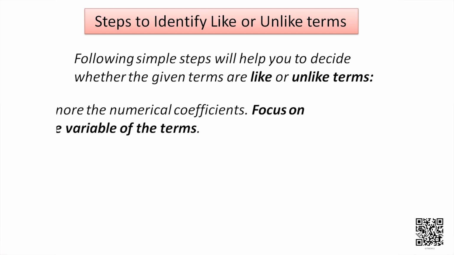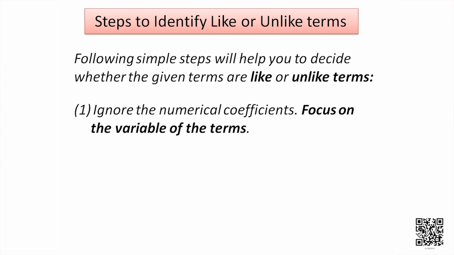Now let us see how we can identify like terms and unlike terms. We have some steps to identify them. The first one is to ignore the numerical coefficients and focus on the variable of the term. If you have a given expression with some numerical term and some variable along with that, just ignore the numerical term and focus on the variable part.